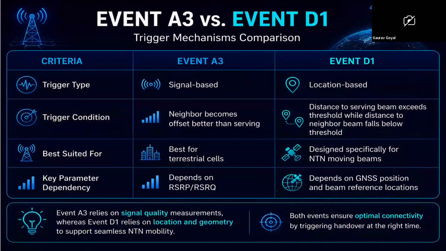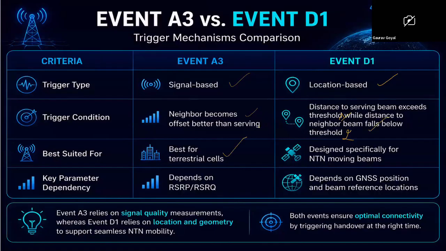So what is the difference between event A3 and event D1? Event A3 is signal based, but event D1 is location based. What's the trigger condition in A3? The neighbor becomes offset better than the serving. But here, the distance to the serving beam exceeds threshold 1, and the distance to the neighbor beam falls below threshold 2, right?